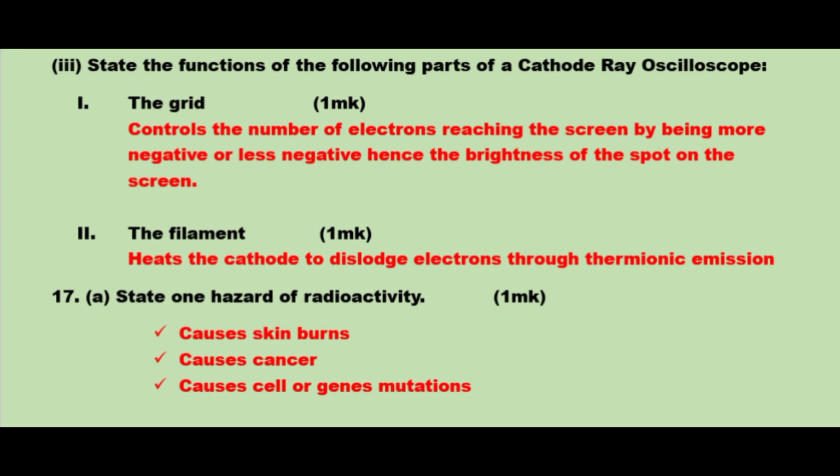Then we have Roman 2, the filament. It heats the cathode to dislodge electrons through thermionic emission. Of course, we all know the heating filament heats the cathode, therefore dislodging electrons through thermionic emission.